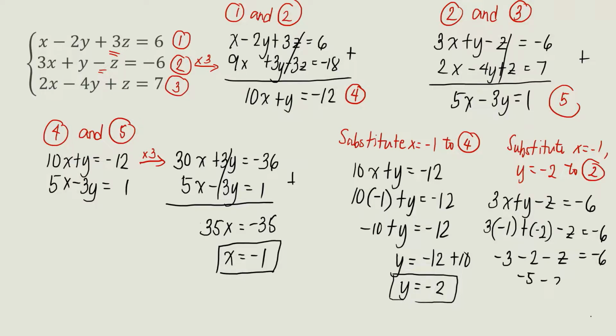So let's transpose z to the other side, so it would be positive. So you will have negative 5 plus 6. So that is, let's write it, negative 5 plus 6. So your z is equal to 1. Okay, so your value of x is negative 1, your y is negative 2, and your z is 1. Okay, so it's just longer since you're trying to find 3 values instead of 2.